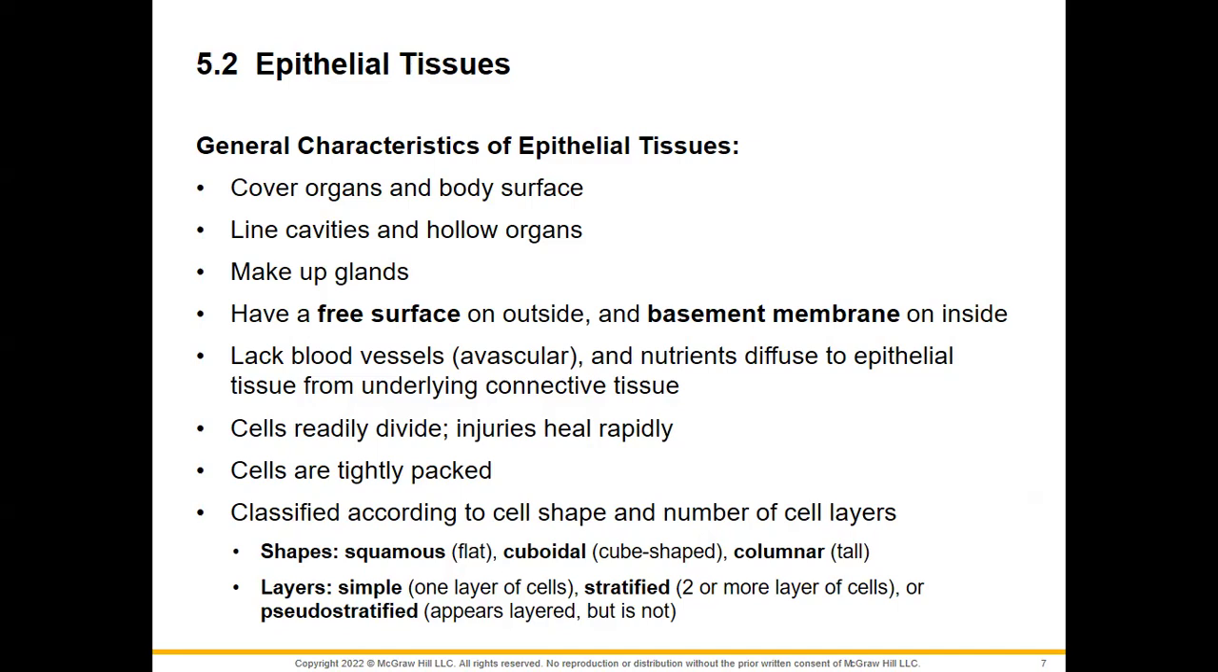Epithelial tissues lack blood vessels, so these cells and these tissues are going to be avascular, which means that they're not going to be able to get their own nutrients. What needs to happen is nutrients will have to diffuse from other nearby tissue, especially the connective tissue that is deep to it, that is supporting it. So, avascular: nutrients have to diffuse from connective tissue because it can't get its own nutrients.